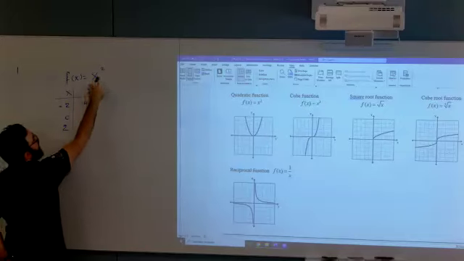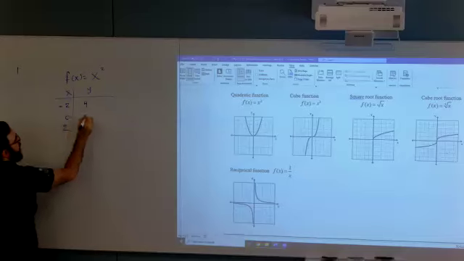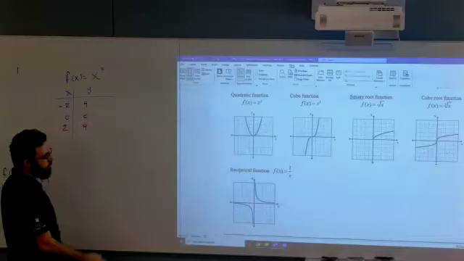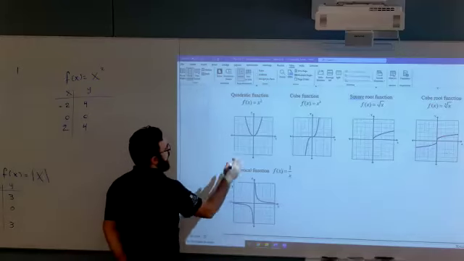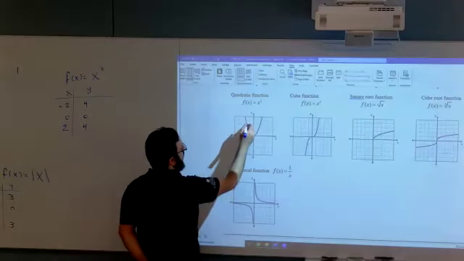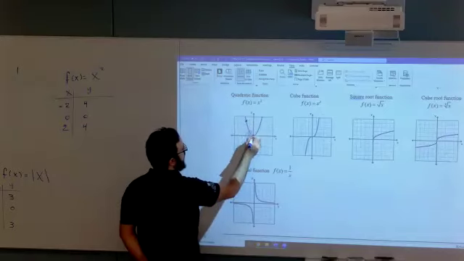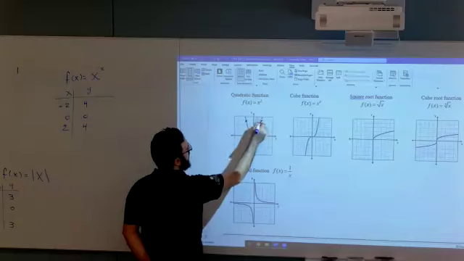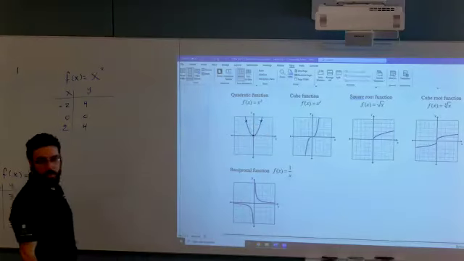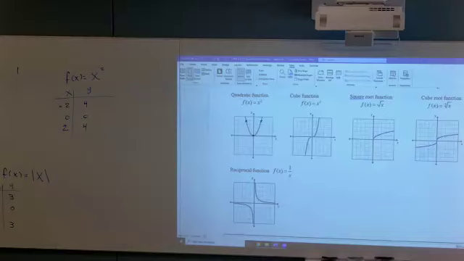4, because -2 squared is going to be 4. Plug in 0, 0. Plug in 2. Oh, so here are 3 points. Let's check. -2 here, and the y is going to be 1, 2, 3, 4. 0, 0. Here is 2, and the y is going to be 4. Okay, so this is the graph of x squared.